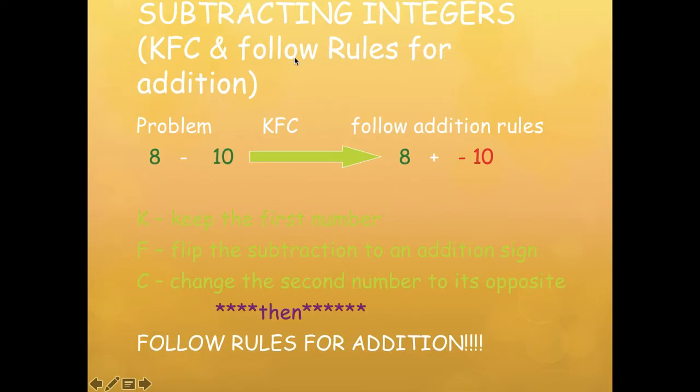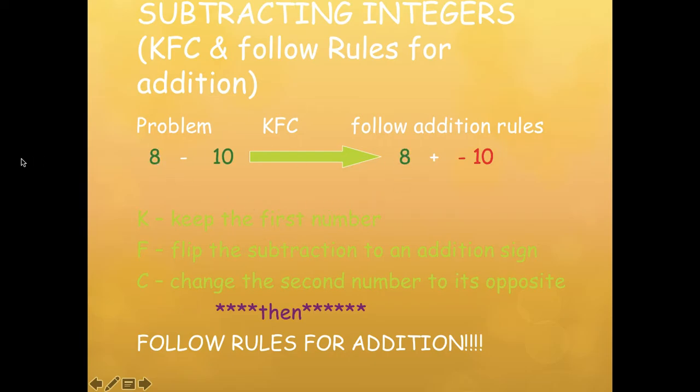One more rule for subtracting integers: we have to follow the KFC rule. What is the KFC rule? Keep the first number, flip the subtraction to an addition sign, and change the second number to its opposite. And then we need to follow the rules for addition. For example, K means keep the first number. We'll keep the first number, okay?